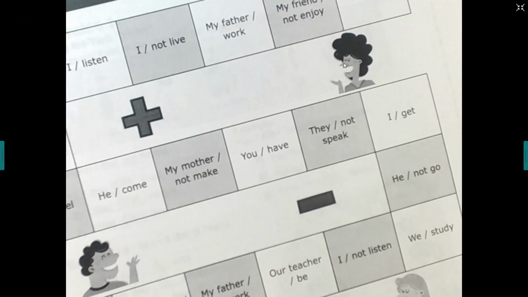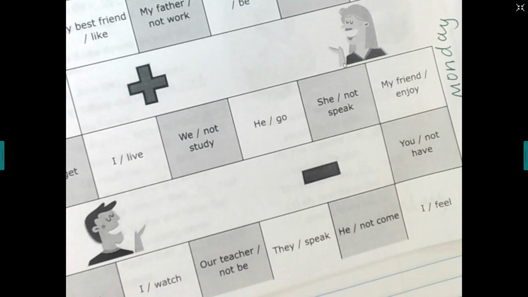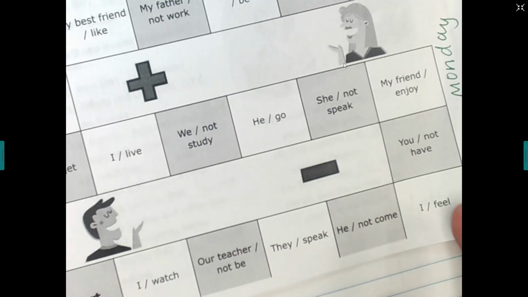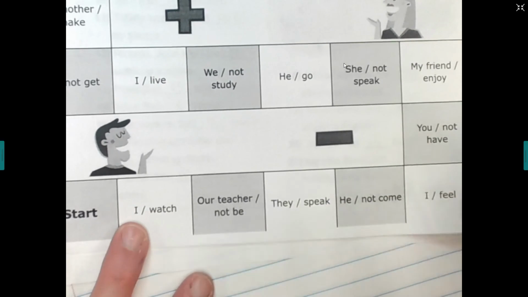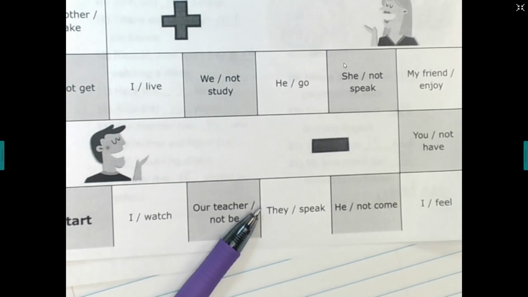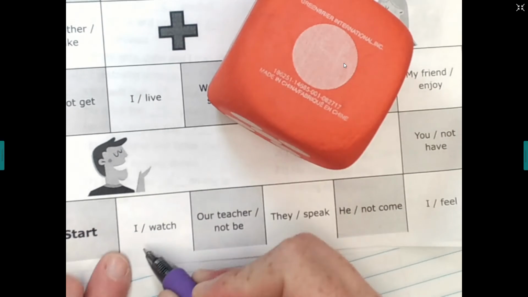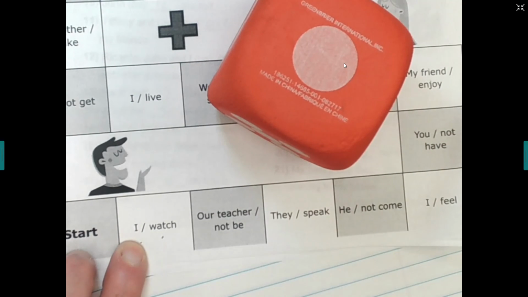Look at this board game together. Okay. So we're going to play a game, okay? Vamos a jugar un juego. But I want to explain it first. Let's say you have your dice. Okay, I have my dice and I'm going to roll a one. So, I watch. So what's the sentence there? Is it I watch or I watches? I watch, right? No S, because it's I.